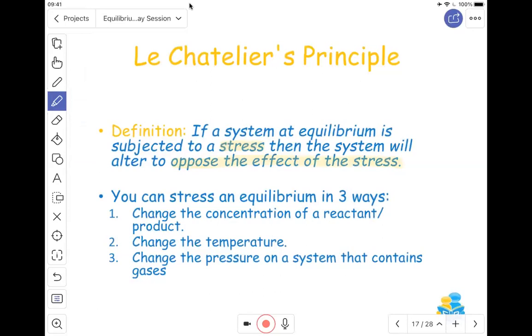You can apply a stress to an equilibrium reaction in 3 ways. You can change the concentration of a reactant or product, you can change the temperature, or you can change the pressure. The important thing to identify here is that if you're changing the pressure, the system must be all gases. If they're not all gases, you can't change the pressure. If you want more information on Le Chatelier's Principle, including the experiment linked with it, you can find that on ExamRevision.ie.